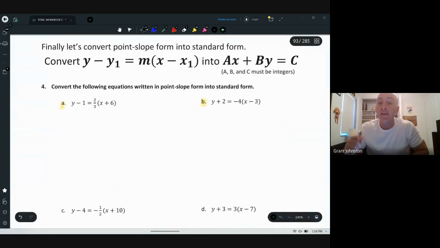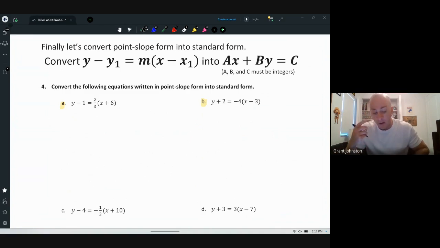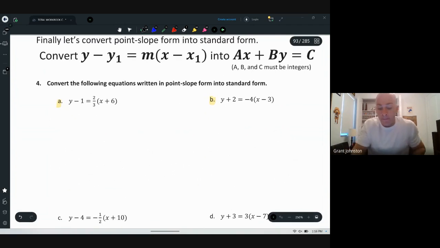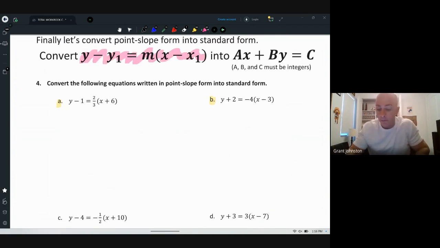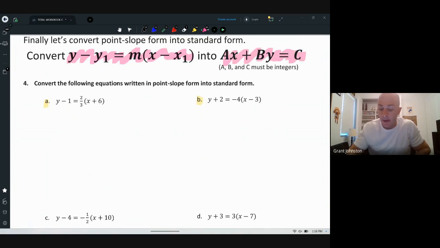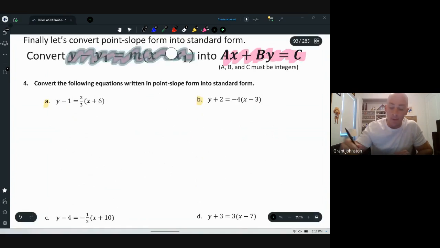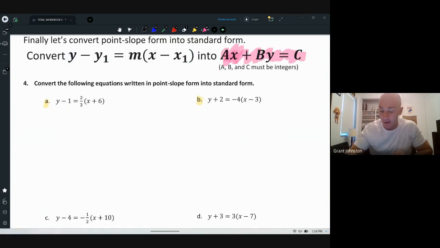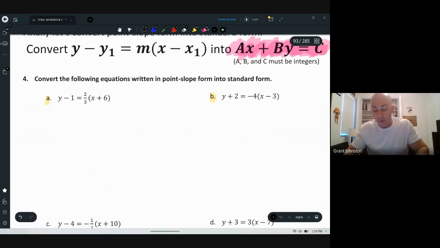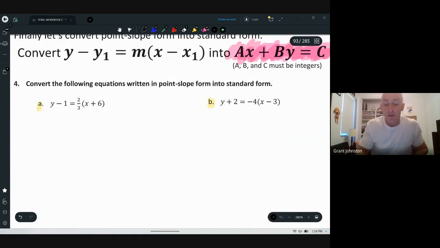Okay, finally, let's convert point-slope form into standard form. Now, this might kind of require the most amount of work, honestly. So look at the forms, point slope into standard. And I'm just going to kind of erase actually this because the goal is to get to standard. So that's really what we need to focus on. We need to get it in this form here. So what I'm going to do first, kind of the method I'm going to do first, I'm going to distribute.